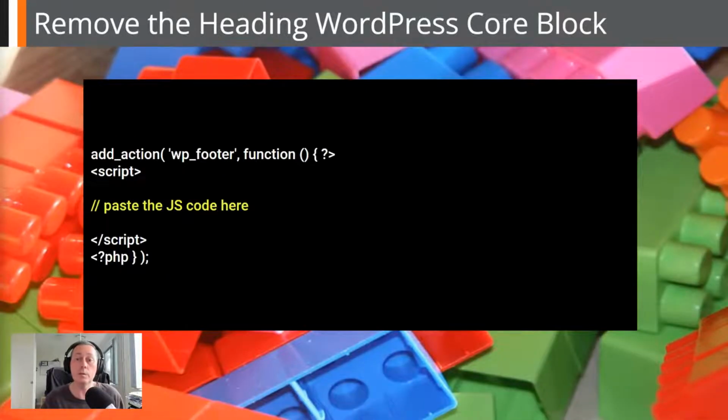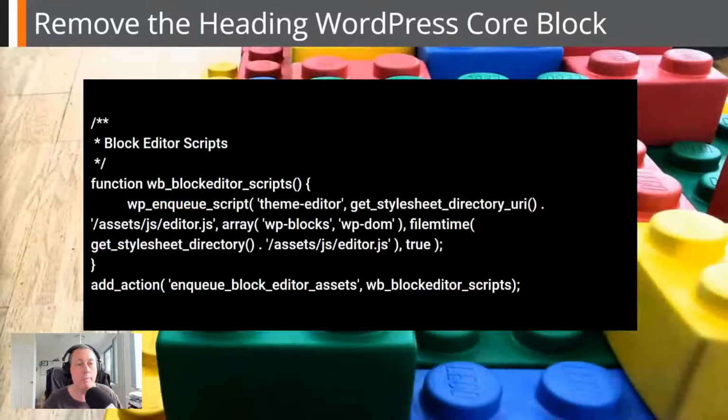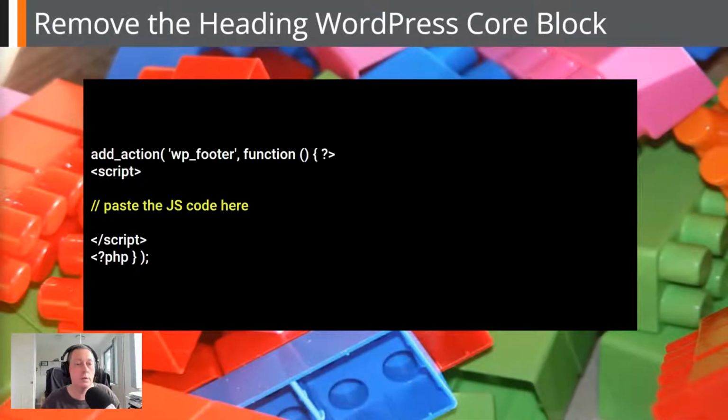There's an alternative if you don't want to mess around with an additional file. Here's a little bit of PHP that you can put into your functions.php file or your Code Snippets. You just copy that block and paste it in, and where it has the comment slash slash paste the JS code here, underneath that line you just paste the JavaScript. So if you don't want to muck around with a separate file, you can put this block of code into your Code Snippets and paste the JavaScript under that line, and it will still work exactly the same.